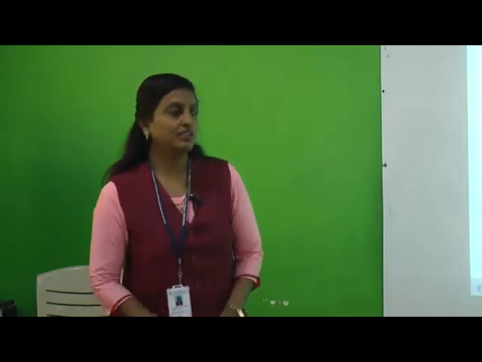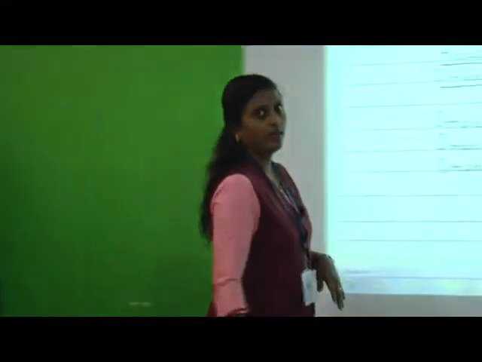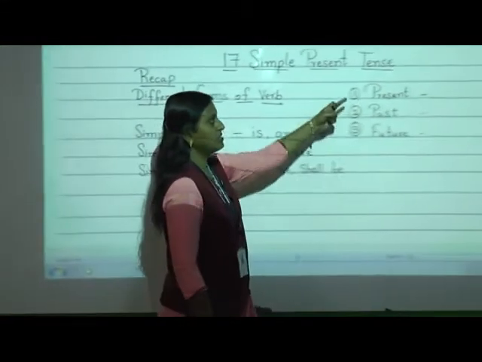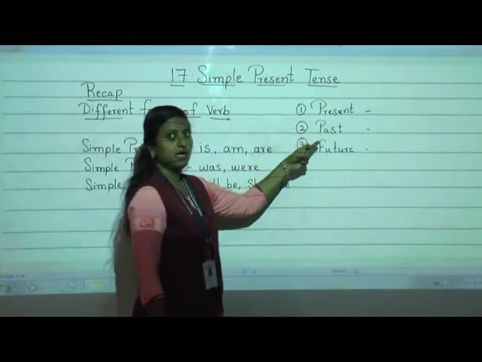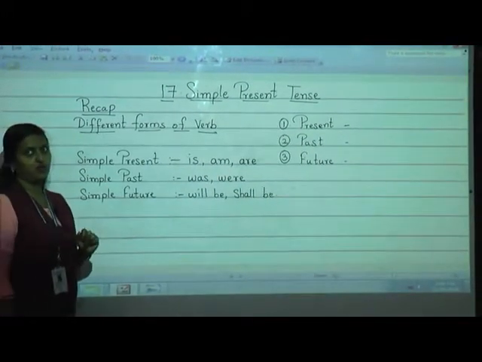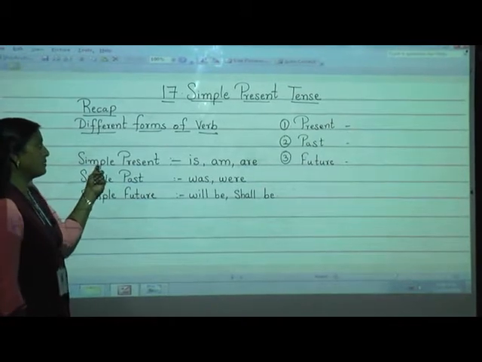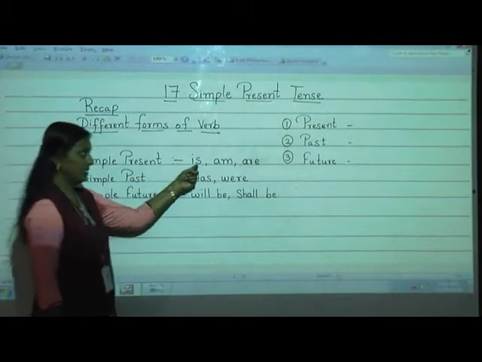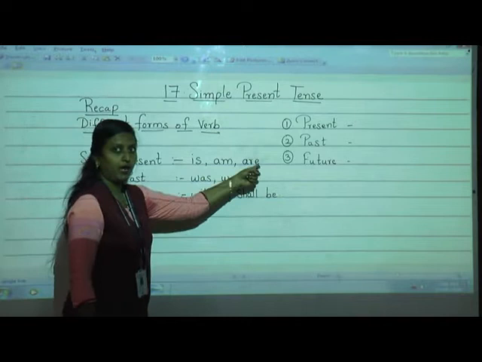Students, what have we done in the last lesson? Yes, lesson number 16. That was simple present tense, past tense and future tense. So we will just have a recap of what we did in the last session. That was present tense, past tense and future tense. What were the different forms of verb used for simple present? That was is, am and are.